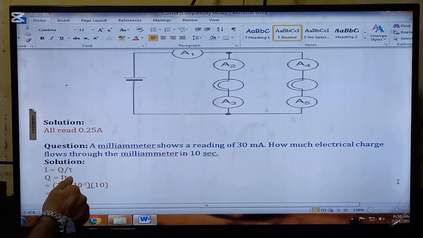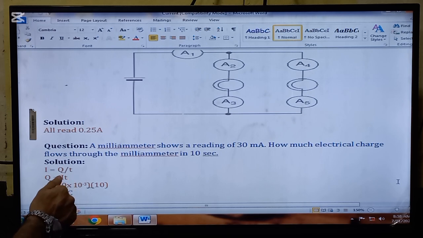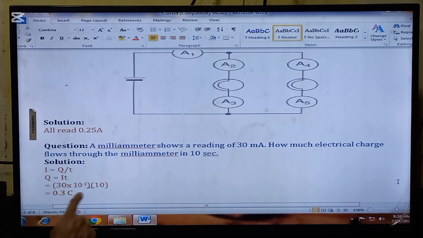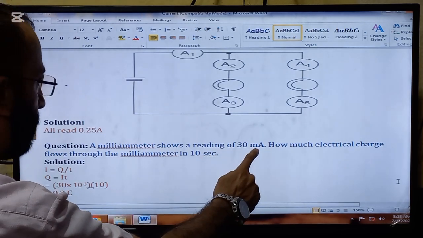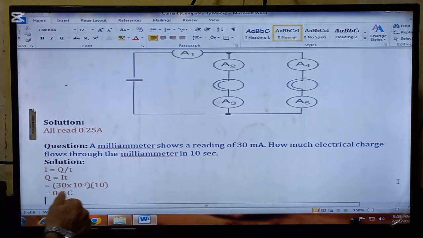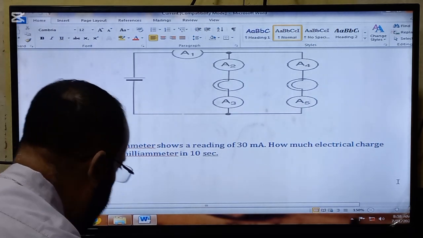The equation I is equal to Q over T is used. Q is the requirement, so T will be multiplied by I. So Q is equal to IT. I is 30 multiplied by 10 raised to power minus 3, and time is 10 seconds. Multiply it on the calculator. The answer will be 0.3, and coulomb will be the unit.